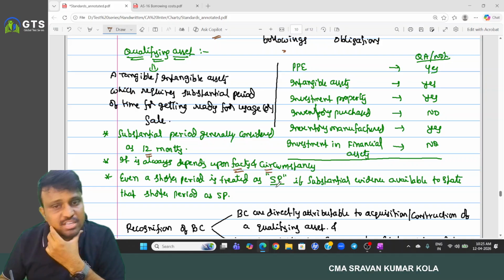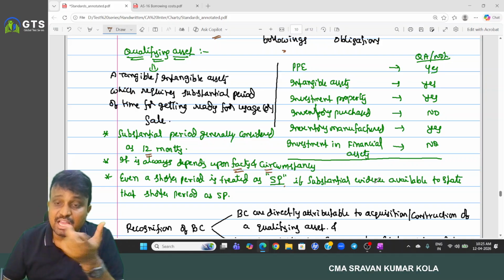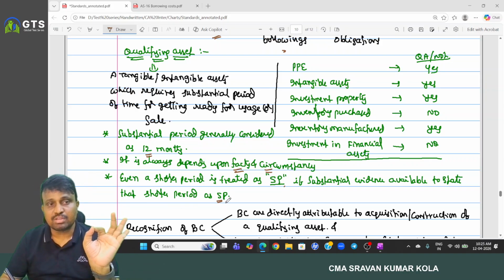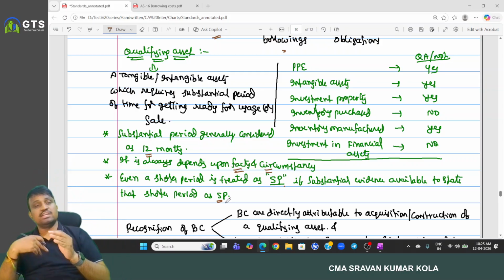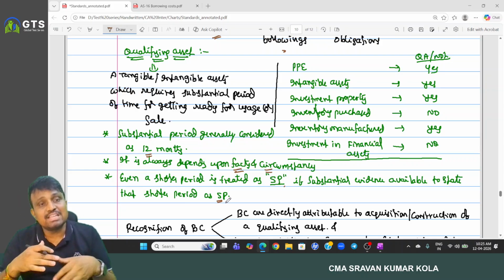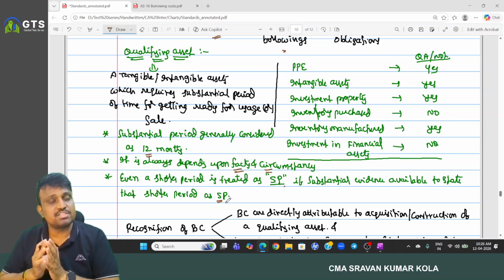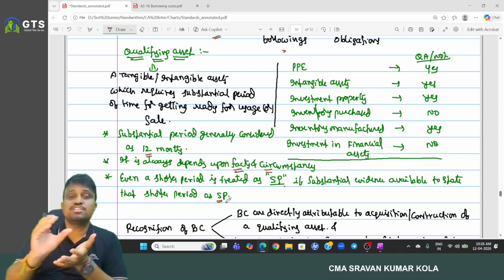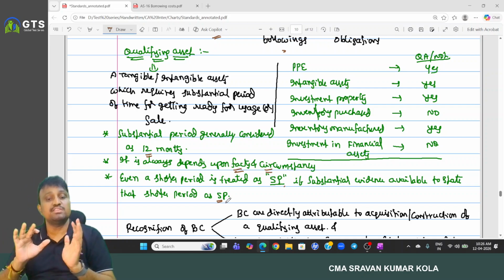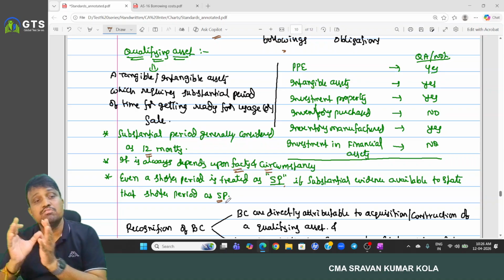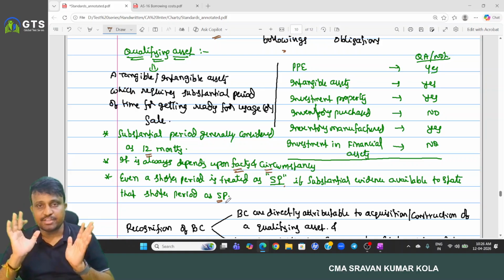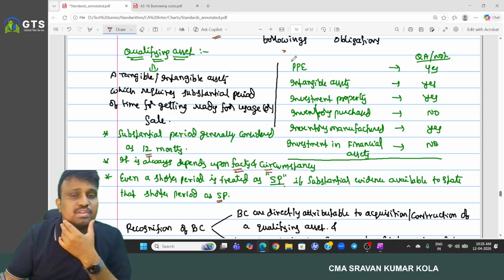Even a shorter period is treated as a substantial period if substantial evidence is available to state the shorter period as a substantial period. So a qualifying asset may be a tangible or intangible asset which requires some substantial period of getting ready for its usage. Substantial period is not defined anywhere in AS-16. Generally we consider 12 months, and even a shorter period is treated as substantial when we have substantial evidence supporting it. And here I provided some examples.